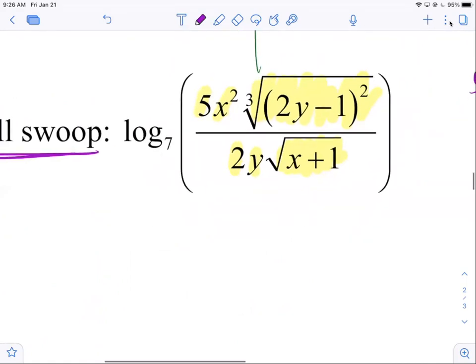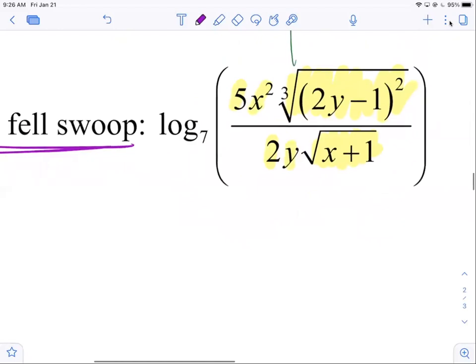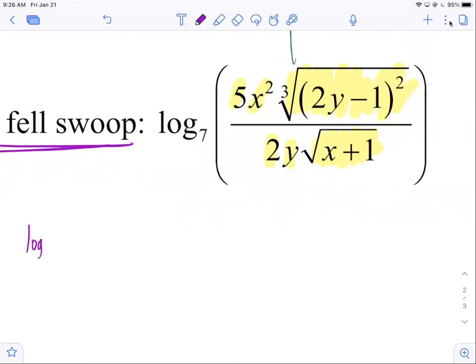Here we go. We'll just go in the top from left to right, and then we'll go in the bottom from left to right. So here we go. Start over here on the left. We get log base 7 of, what's our first factor?